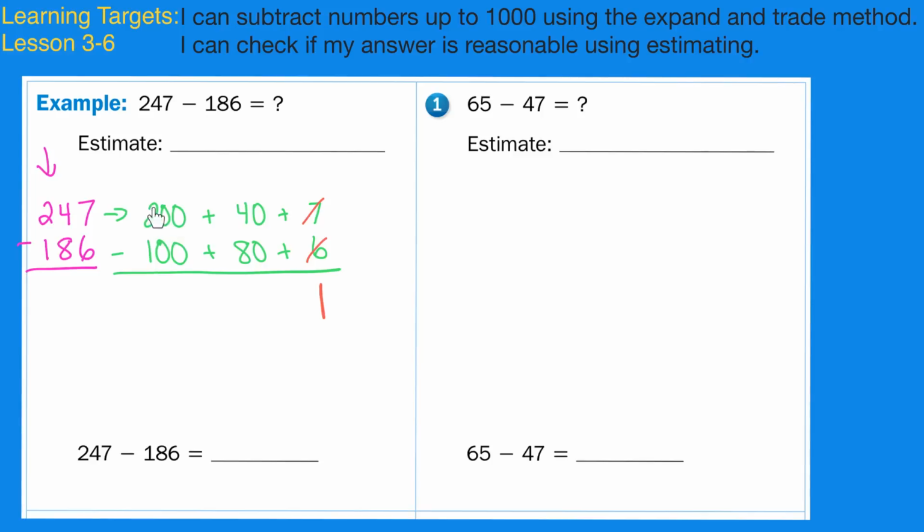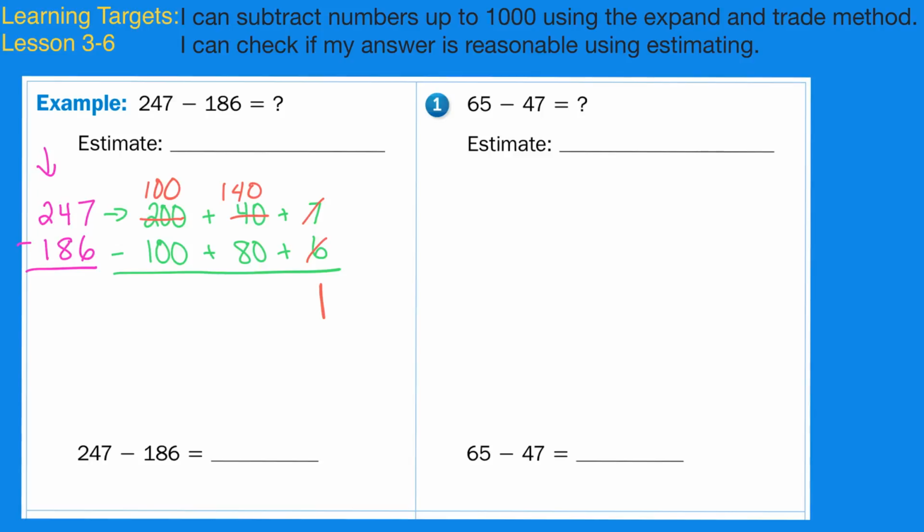I'm going to take a group of 100 from 200. So I'm going to cross out 200. I'm going to give 40 one more 100, which is going to make it 140 now. Since I took 100 away from 200, now this becomes 100. I took the 100 away from 200, watch that again, and I gave it to the tens place over here. So now we have 140.